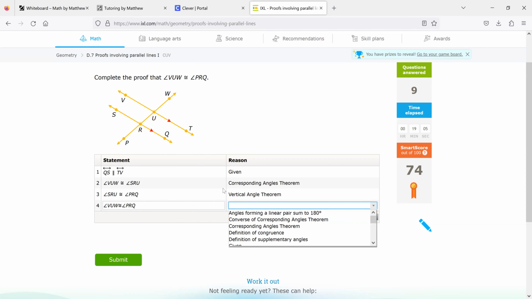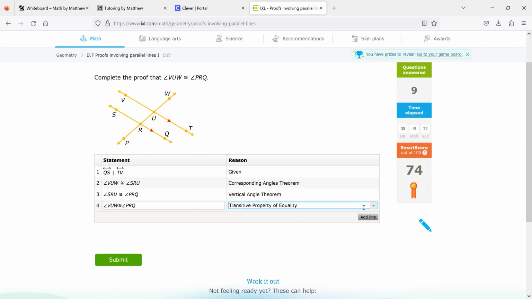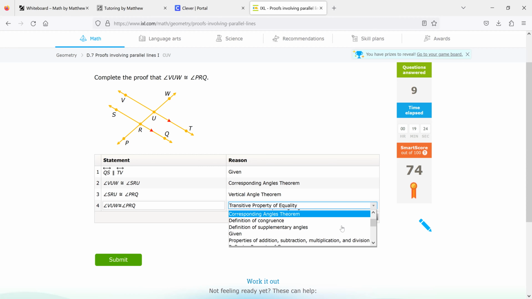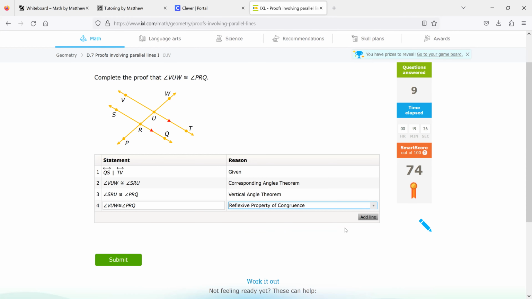And then why is that? If you just look back here, it looks like, okay, A equals B, VUW equals SRU, SRU equals PRQ. So by the transitive property, A equals B, B equals C, so A equals C. By the transitive property of congruence, not equality. Equality is for something else.